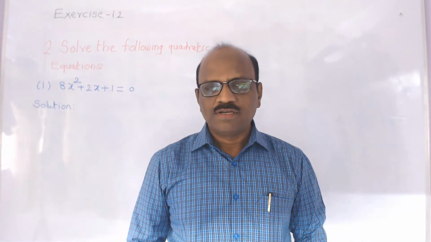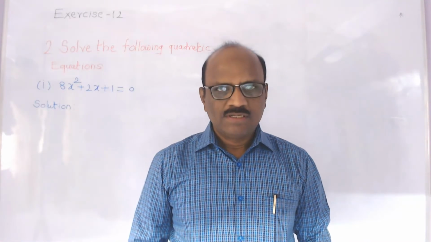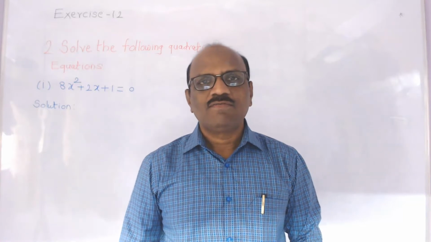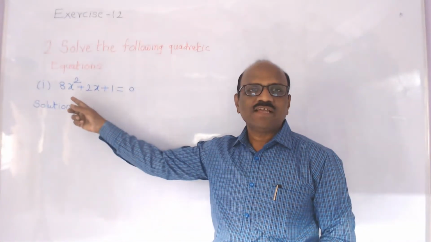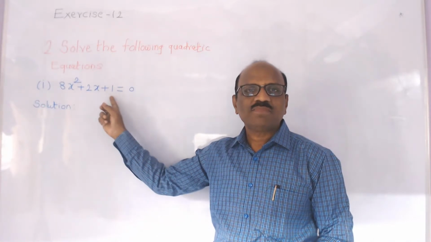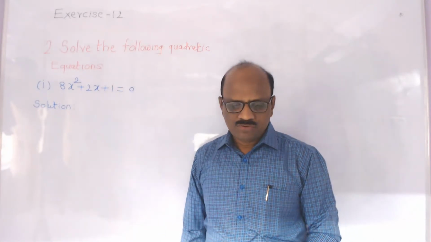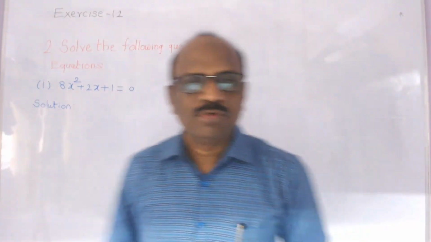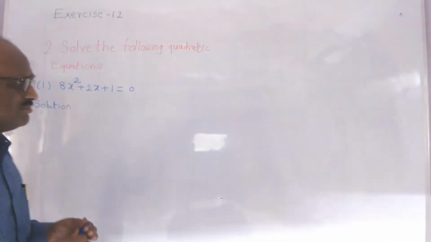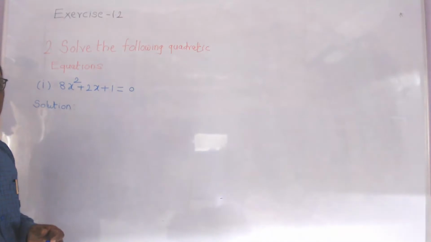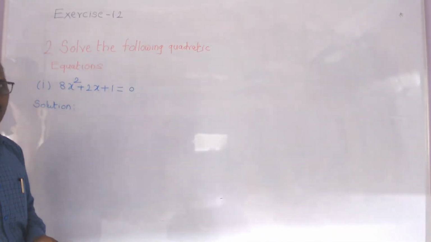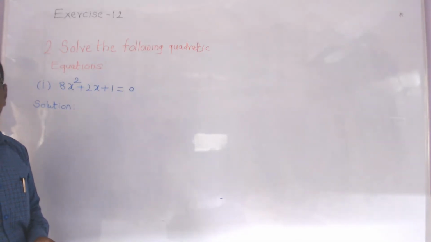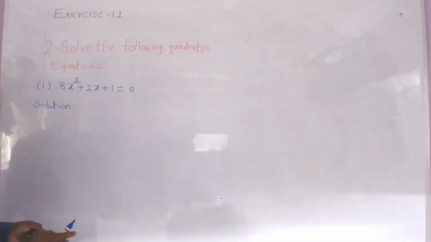Hello student, now this is the second question. Solve the following quadratic equation. The first equation is 8x square plus 2x plus 1 equals 0. We have solved this type of equation in 10th standard, but these equations are different because the discriminant, that is delta, is negative here.